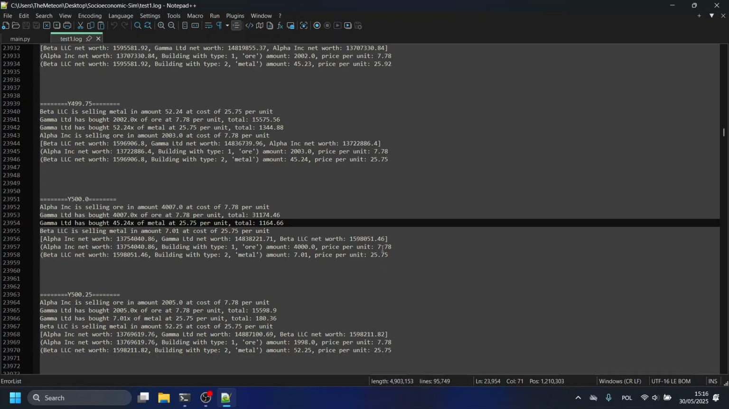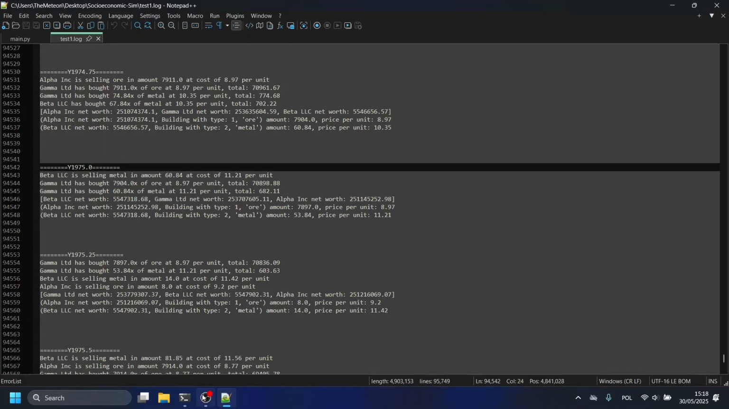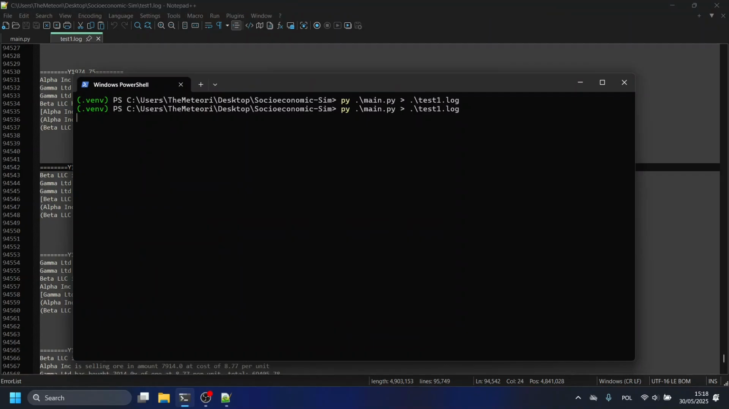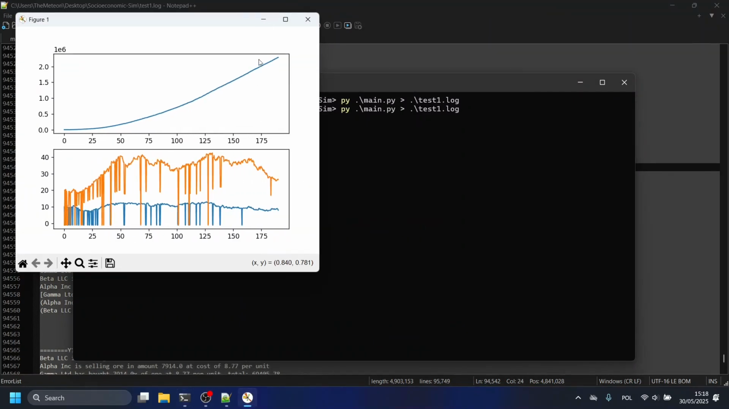However, due to the randomness of the simulation, or pseudo-randomness, it can change. It can sometimes lead to Beta LLC even declaring bankruptcy at some point and the simulation continuing with only 2 competitors, making it so that they grow to absurd values. So, let's run another simulation and see where that gets us.